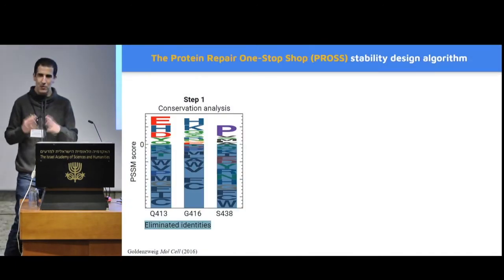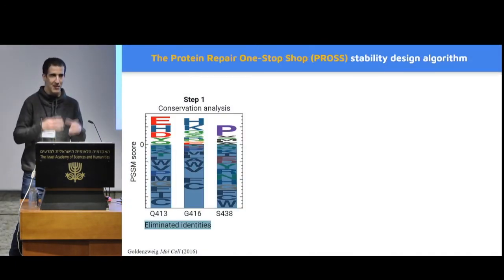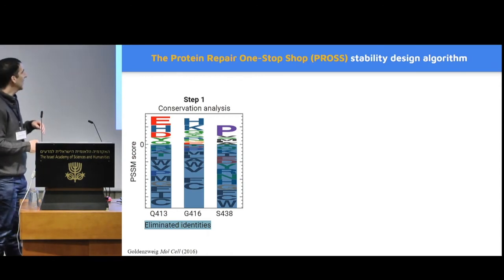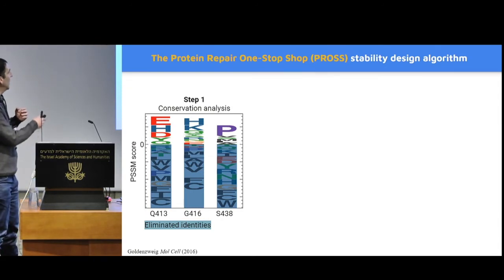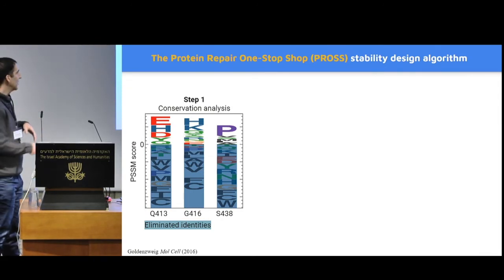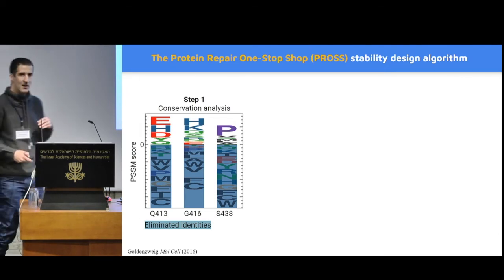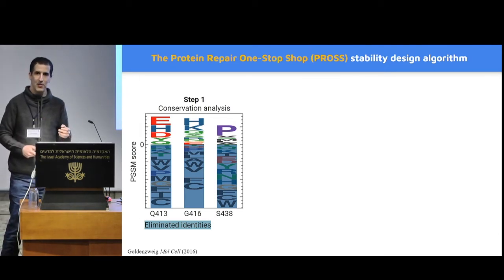I'll explain how this method works so that you can see how we think in practice about evolution-guided atomistic design. So we start with a multiple sequence alignment of the target protein and a set of its homologs. Here I'm just showing three positions of a given enzyme. And we rule out any mutations that are very rare in the multiple sequence alignment.